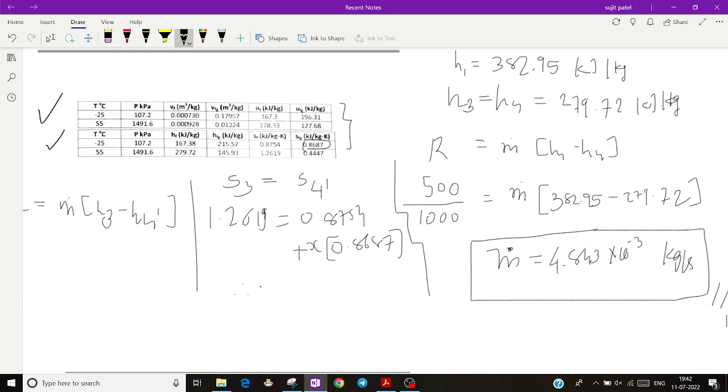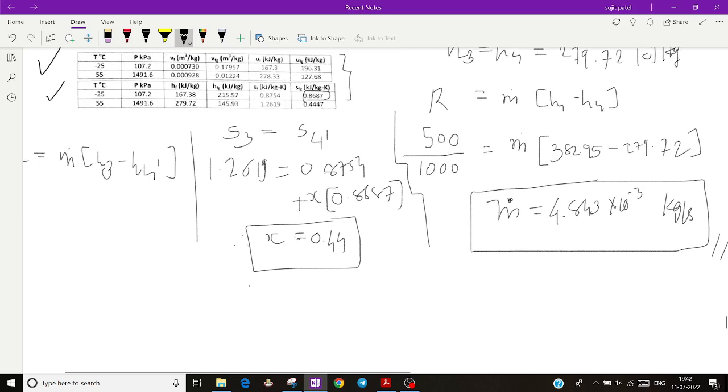So solve this, you will get the X fraction, the dryness fraction, is 0.44. So use this equation to find X and to find out the enthalpy at point 4 dash. H4 dash is what? HF plus X times HFG at minus 25 degrees Celsius.